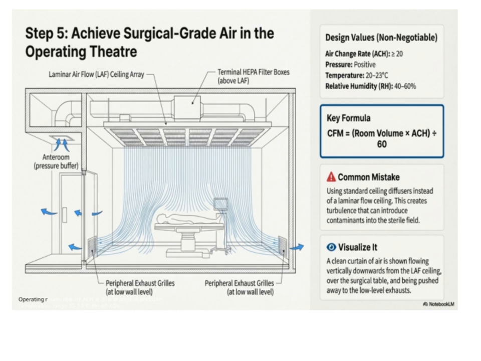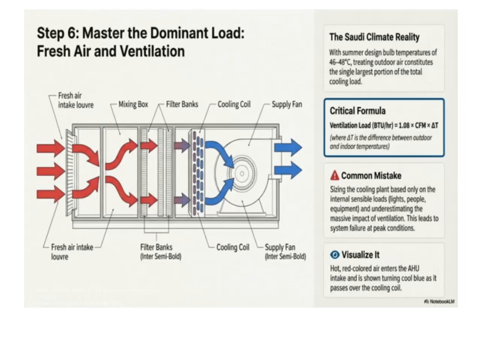In the Saudi climate, one of the most significant factors affecting cooling loads is fresh air. Summer outdoor air temperatures can reach as high as 46 to 48 degrees Celsius, which is quite extreme. This means that when we bring in outdoor air, it has a substantial impact on our cooling requirements. The ventilation load, which we often calculate using the formula Q equals 1.08 times CFM times delta T, essentially tells us how much cooling capacity we need to handle the incoming fresh air.